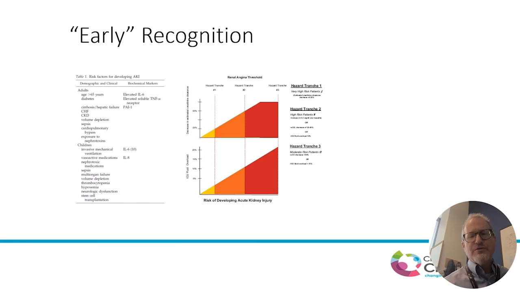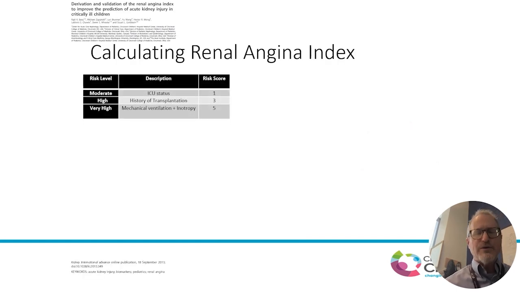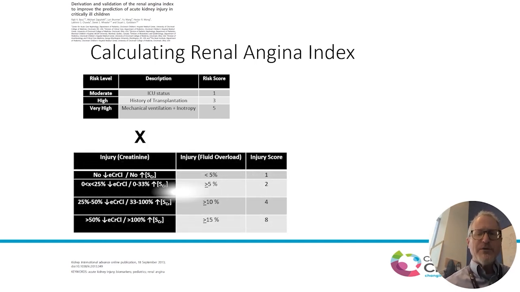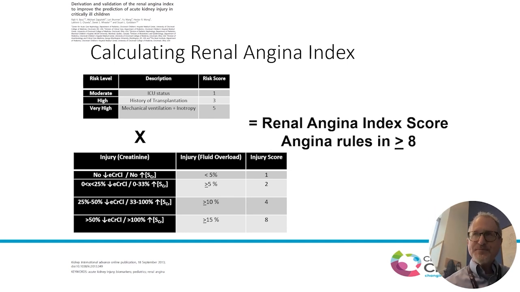We now have the functional or clinical change, like the chest pain, and now how do we use this for a biomarker? When we calculate the renal angina index, we look at these risk strata, 1, 3, and 5, for degree of ICU intensity, and we multiply that by either a change in creatinine or fluid accumulation at 12 hours. If that product is greater than or equal to 8, it tells us the patient is at increased risk of developing stage 2 or 3 acute kidney injury 2 to 3 days later.